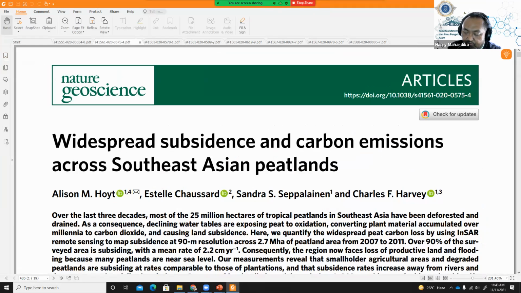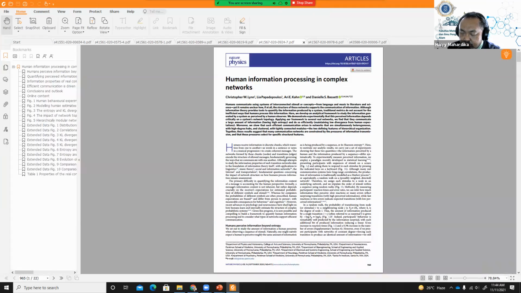Okay, so we have one title related to SARS-CoV virus infections, four papers related to earth science or physics of earth topics, and the sixth title here is related to human information processing in complex networks. So it's basically related to complex system physics, which is concerned with how humans communicate.